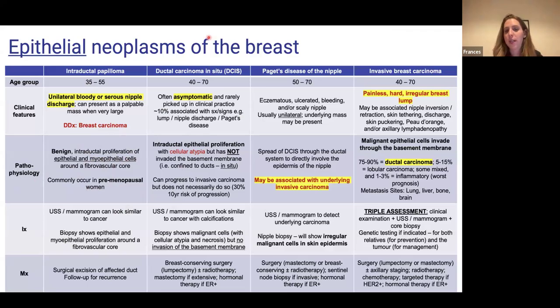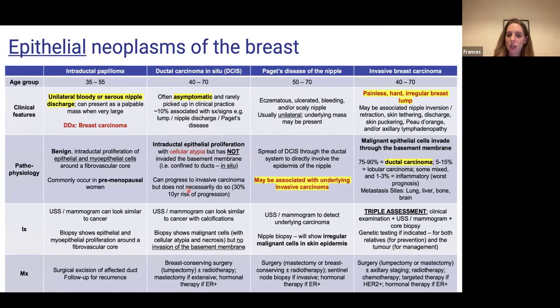Then you have your ductal carcinoma in situ. So this is DCIS. This is, again, pretty much asymptomatic. You're not going to pick this up. Only in a very few rare number of cases, you might get some signs and symptoms. And this might be because they have Paget's disease, which we're coming on to in a second. If you have DCIS, you basically have intraductal epithelial proliferation. But in this case, you have some sort of cellular atypia, but it's not yet invaded the basement membrane because it's in situ, right? So it hasn't yet gone through that membrane and become invasive. So this is still kind of pre-malignant, okay?